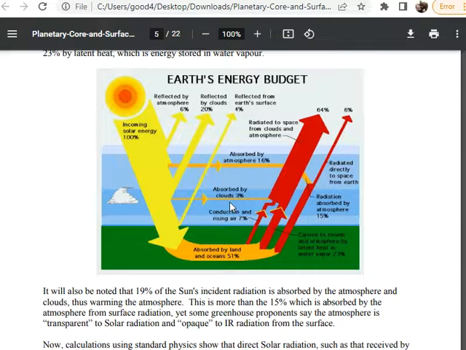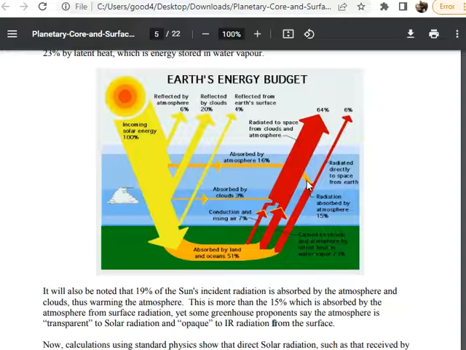But absorbed by the clouds, I'm not sure what color light comes out of clouds when it's re-emitted, rather than being just reflection. In any case, he's comparing that 15%, this 16, what is it? He's comparing this 19%, 16 plus 3, to this 15%, this orange line here.